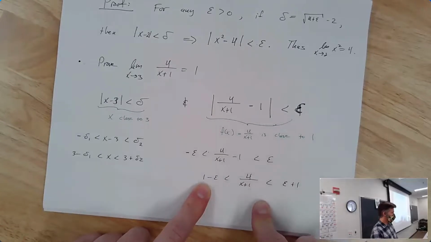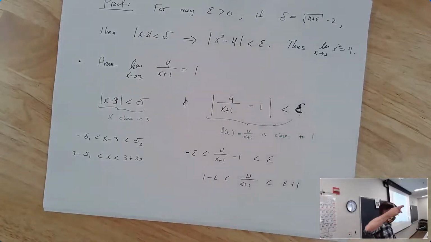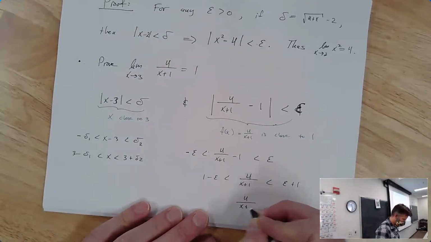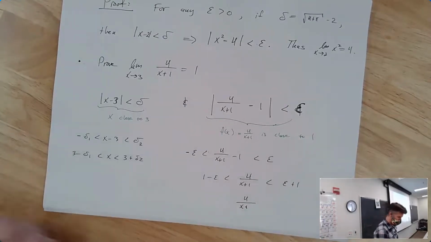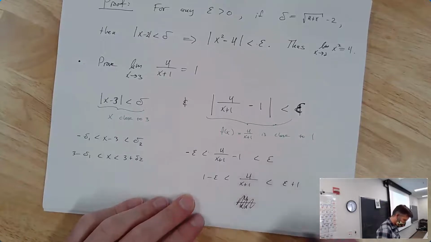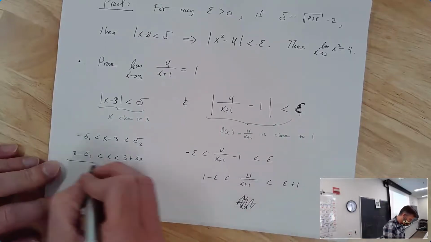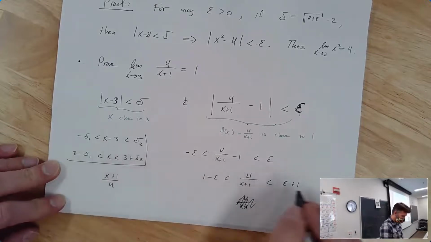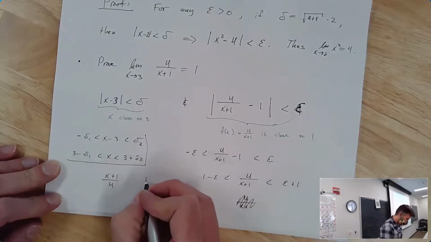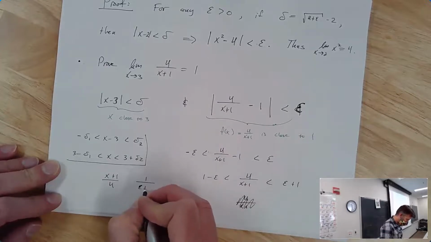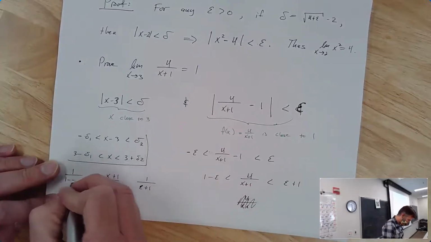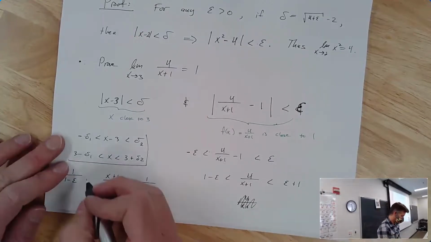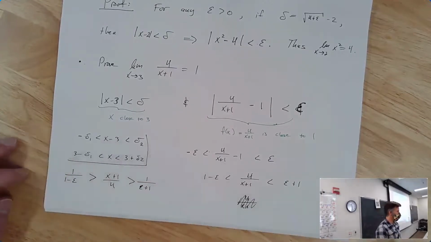So what should I do instead? Right. But if I reciprocate, what else do I have to do? Oops, I actually need to do the reciprocal maybe. I'm running out of room. So if I do the reciprocal, x plus 1 over 4, I have to do the reciprocal to the other sides as well. But what else changes? Right, the direction changes.